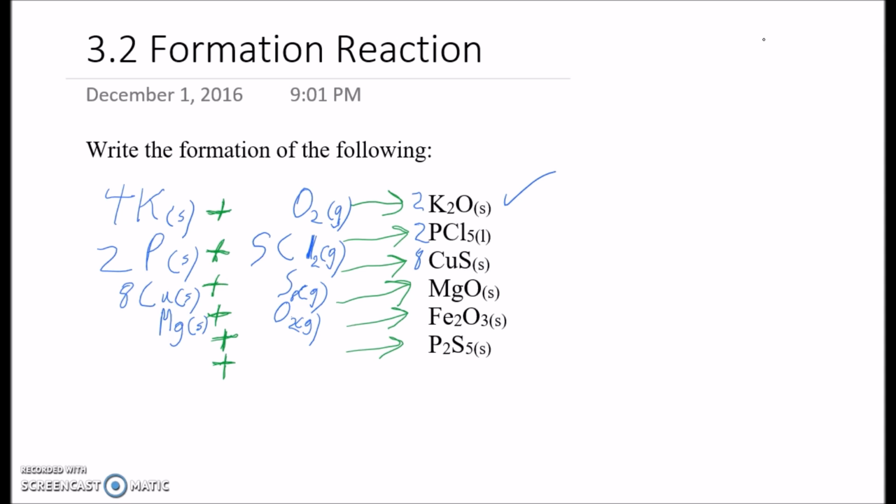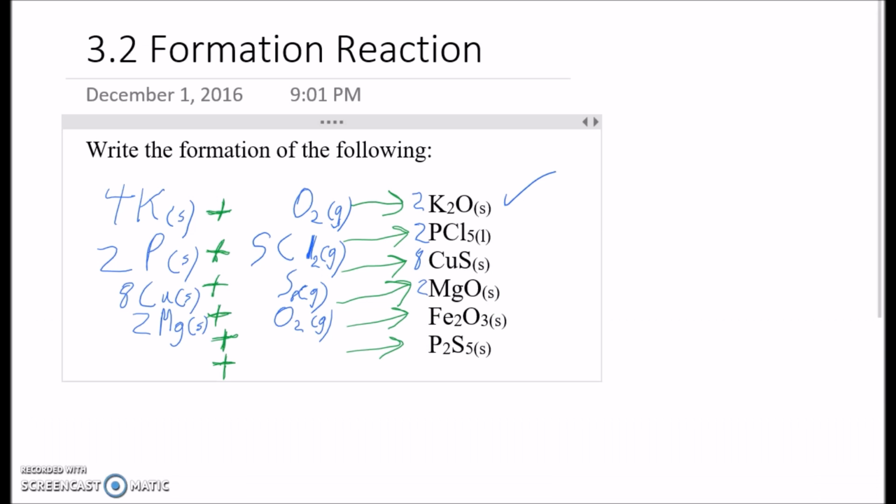You have to remember, that's even a trick that I sometimes forget. You have to remember these diatomic elements and deal with them as such, or polyatomic in the case of sulfur. Okay, the oxygen one here, the magnesium oxide, we've got O2 gas, and we've got magnesium solid. Since it's O2, we need to change this one to 2, and magnesium to 2.